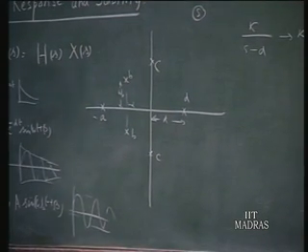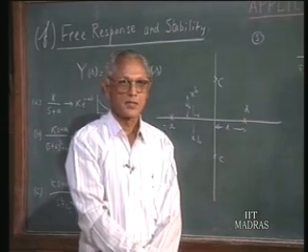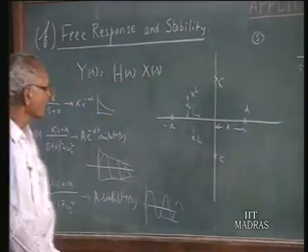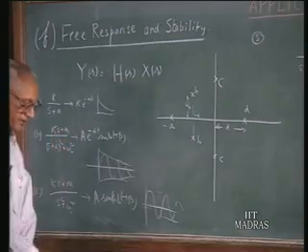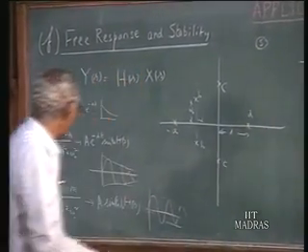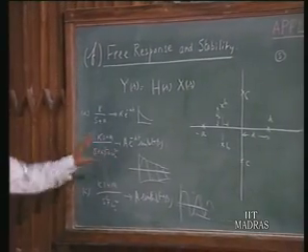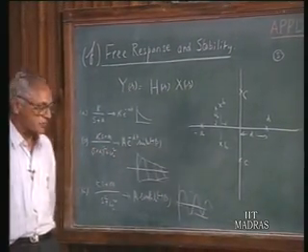However, what happens if the poles are repeated? Repeated poles really mean that in the denominator polynomial of H(s), you have factors like (s plus alpha) whole squared, or (s squared plus omega naught squared) whole squared, or ((s plus alpha) squared plus omega naught squared) whole squared if the repetition is of order 2.